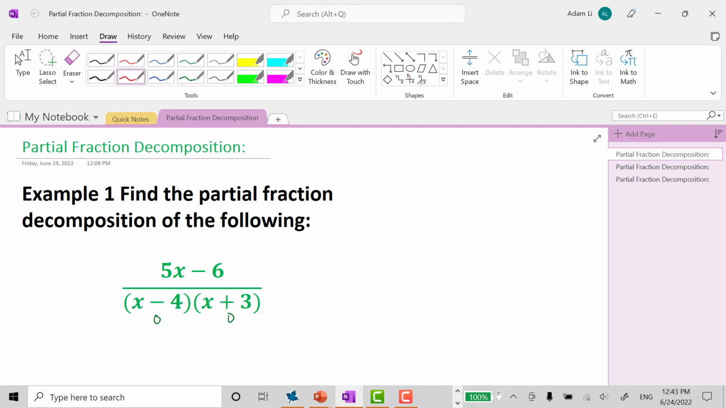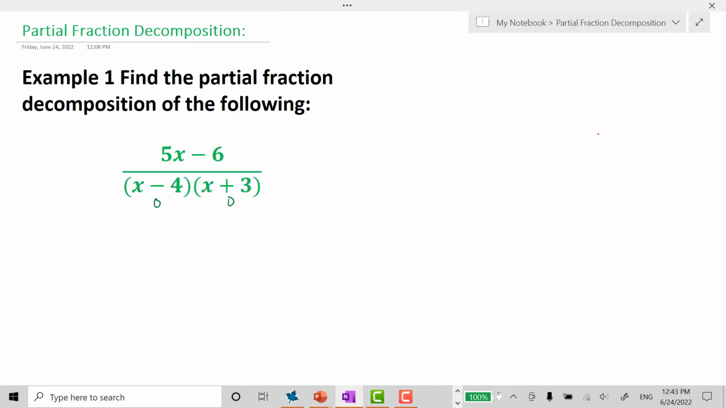linear terms, right? So that means on top of a linear term must be a constant. So on top of the first linear term is a over x minus 4. On top of the second linear term must be b over x plus 3. And right here, the key thing is to figure out what is a, right? We don't know a, we don't know b. Just figure out that.